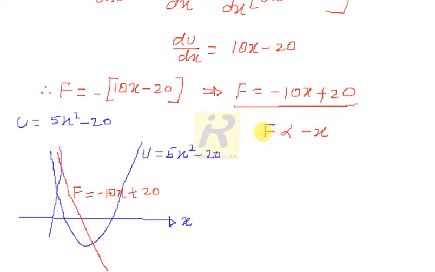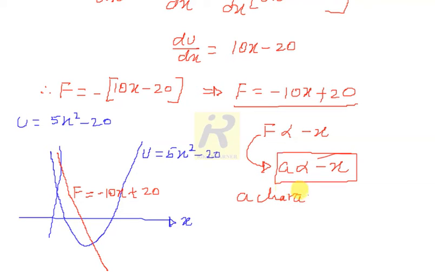Inside F we are having the acceleration. So from this I can simply say acceleration is directly proportional to minus x. This is the characteristic of a simple harmonic motion, or simply we call it SHM.